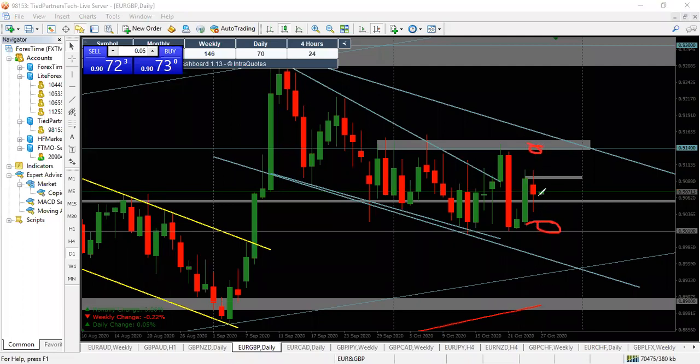So what we're going to be looking to do is wait for price to actually fail and come into this area, if and only if price can actually find liquidity in the market. Then and only then will you look for those opportunities. Go down to H4.